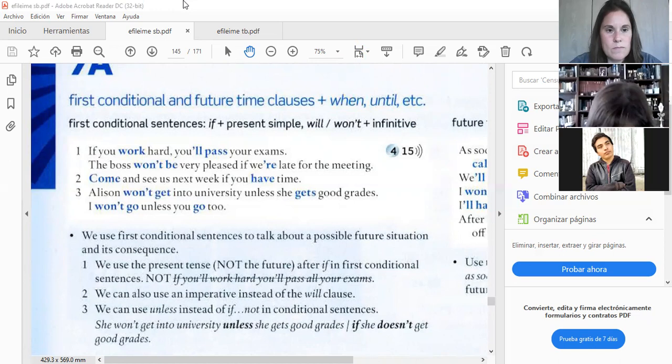Alison won't get into university unless she gets good grades. I won't go unless you go too. Okay. Number 3, Nico. Can you read? We can use unless instead of if, not in conditional sentences. Okay, so we can use unless. She won't get into university unless she gets good grades. If she doesn't get good grades. Excellent. So we are replacing the if for the unless. Okay. So we use unless instead of if, not in conditional sentences.